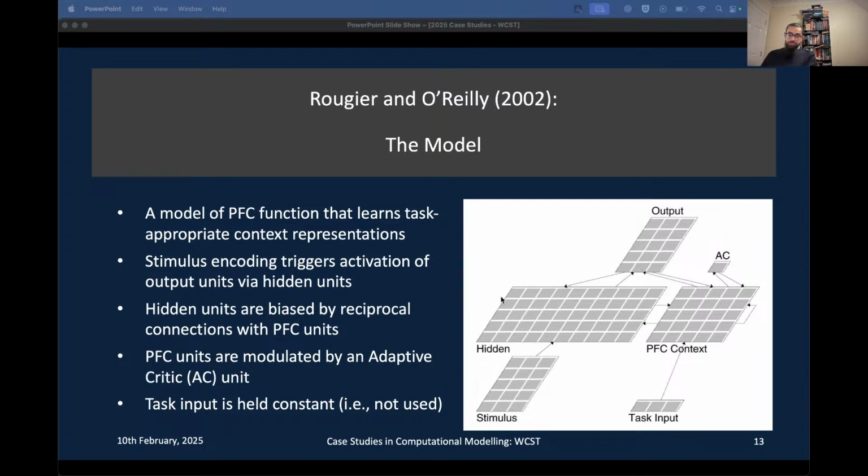Okay. So stimulus encoding triggers activation of output units via hidden units. Hidden units are biased by reciprocal connections with PFC units, and PFC units are modulated by an adaptive AC unit. So the AC unit is ensuring that the PFC operates in the correct manner, right? So the task input is held constant, so it's not to be used. Why it's not to be used? I'm not sure. That's just how the model is designed at the moment.